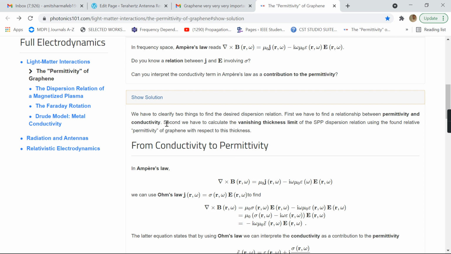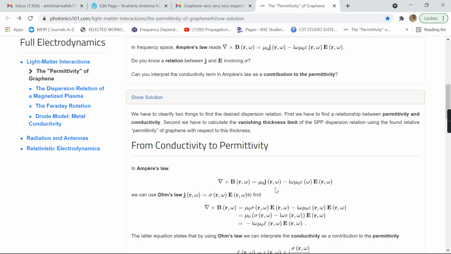We have to clarify two things to find the desired dispersion relation. First, we have to find a relationship between permittivity and conductivity. Second, we have to calculate the vanishing thickness limit of the SPP dispersion relation using the found relative permittivity of graphene with respect to the thickness, from conductivity to permittivity. So in Ampere's law, del cross B equals mu naught J minus i omega mu naught epsilon E. Now we can use Ohm's law, J equals sigma into E, to find del cross B equals this.